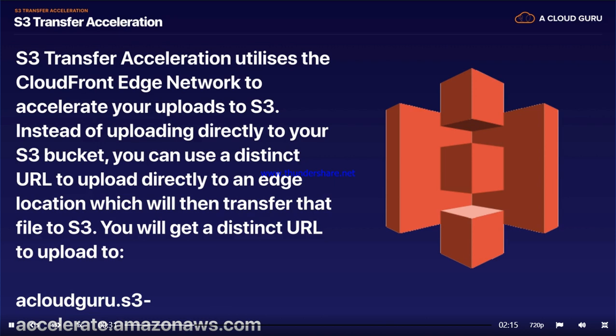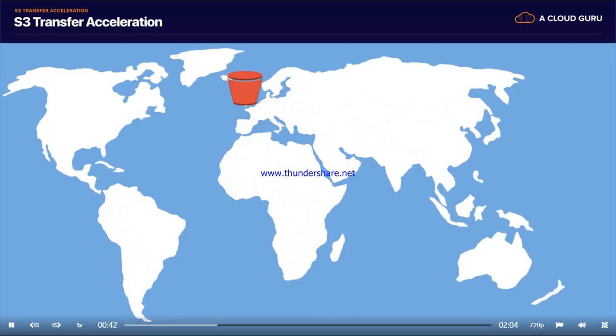And you'll get a distinct URL to upload. So it might look something like this, acloudguru.s3-accelerate.amazonaws.com. And we're going to see that when we go over to Google. So just a reminder as to how it works. We've got a bucket, let's say it's in Ireland or in the UK. We've got our users all around the world.